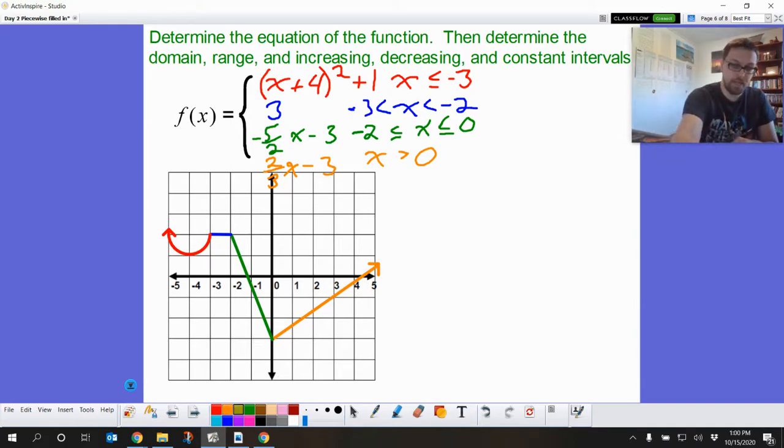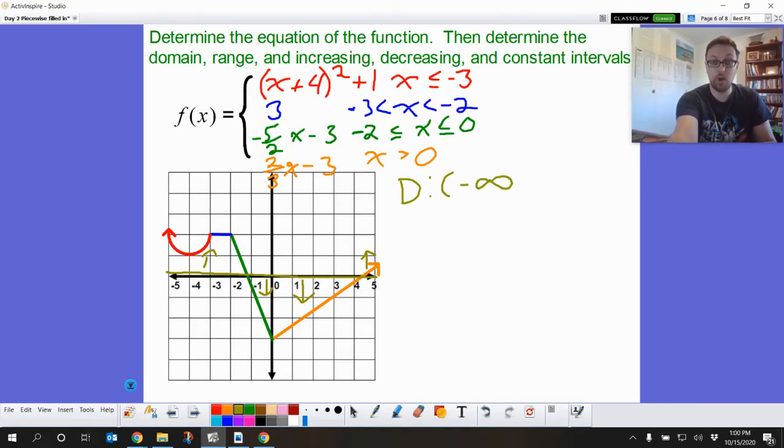So our domain, as we move across this graph from left to right, we see if we got graph above or below ourselves. We've got a whole chunk of graph, we're all set right there. Once it dips down below, we've got the green line, we've got the orange line, then the orange line pops back up and we got graph above us. We are perfectly fine. So our domain, as we move across our x-axis, there's always graph above or below us. So the domain is all real numbers.